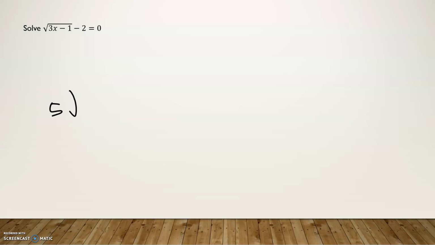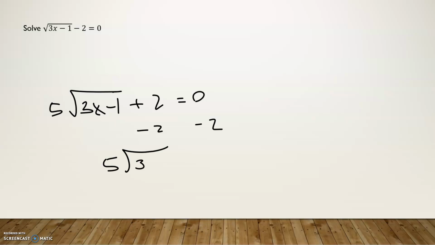Say I had this right here. So the first thing I would do is move the 2 over, and you would have 5 times the square root of 3x minus 1 is equal to negative 2. Now this 5 is connected to this square root by multiplication. So in order to get rid of it, what we would do is divide both sides.